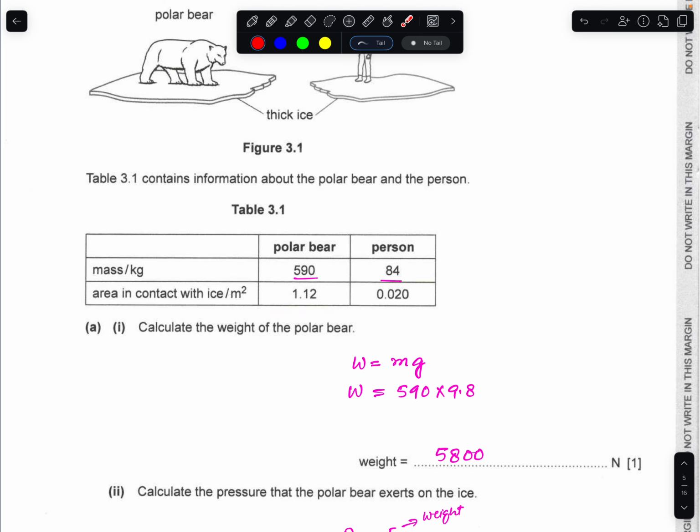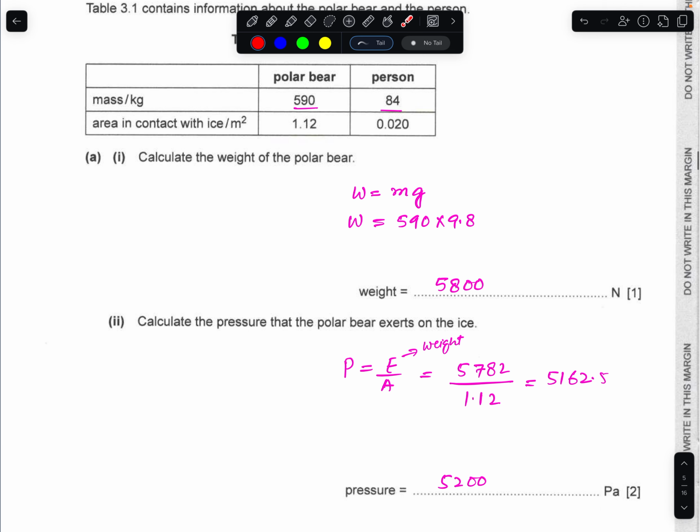Most of the time, because of careless reading, we are missing the point. So be very careful with the question. Read each and every word and all the statements given in the question very carefully. Writing the answer is not difficult, but understanding the question is very important. So the total weight of the polar bear is 5800 Newton.